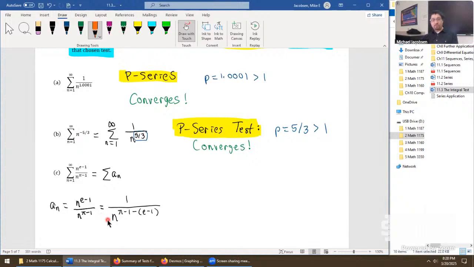Just an analogy, because this feels so abstract out of nowhere, it's like doing x cubed over x power 5.